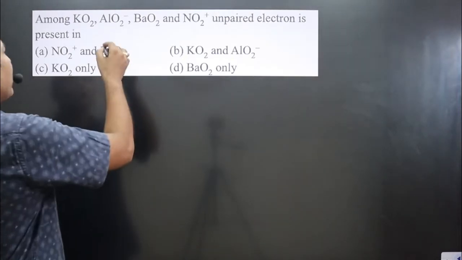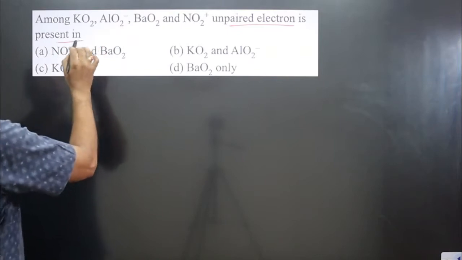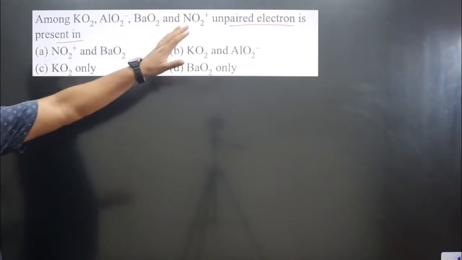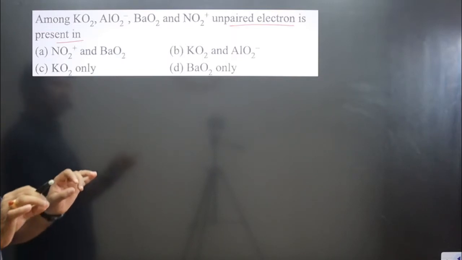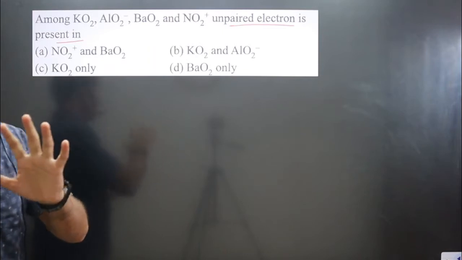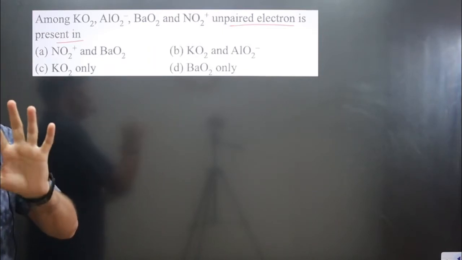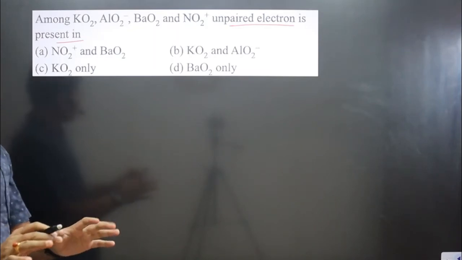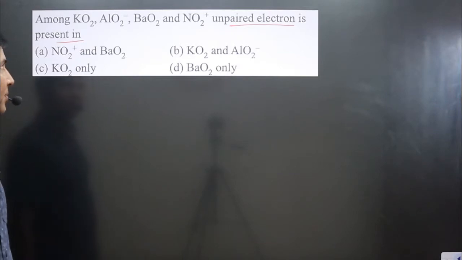The question says: among the following, in which species is an unpaired electron present? Okay, the concept is very simple. A species having an odd number of electrons will have unpaired electrons, and a species having an even number of electrons will have paired electrons. Based on this concept, we determine the magnetic property, that is, paramagnetic or diamagnetic.